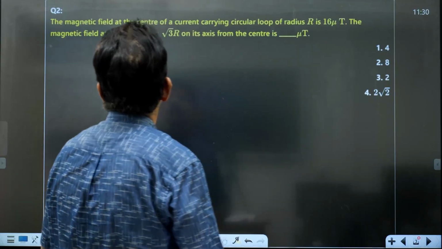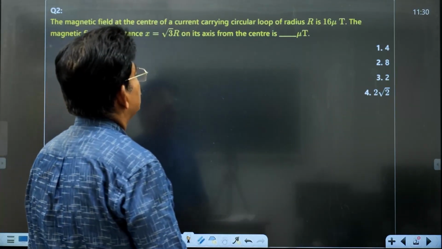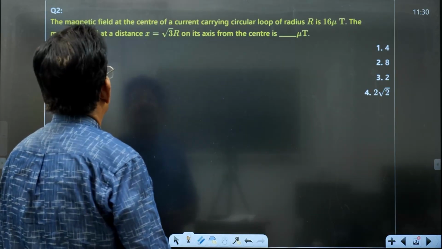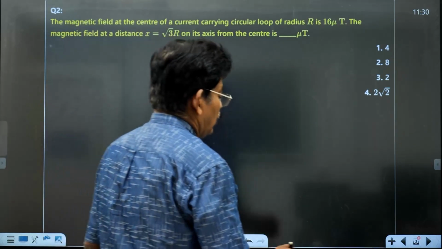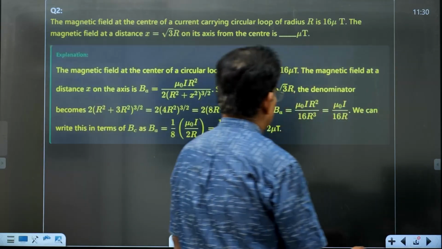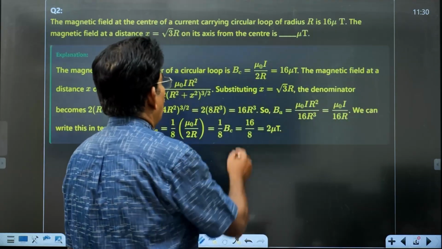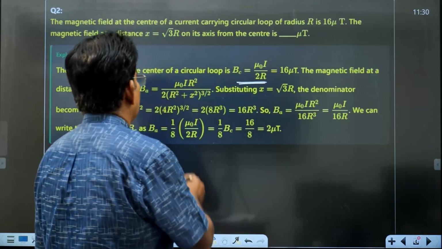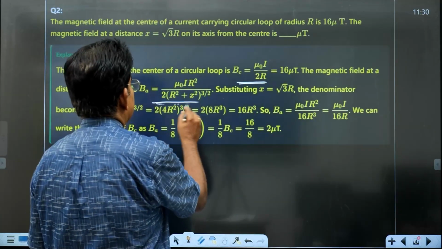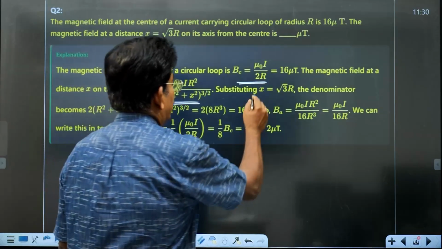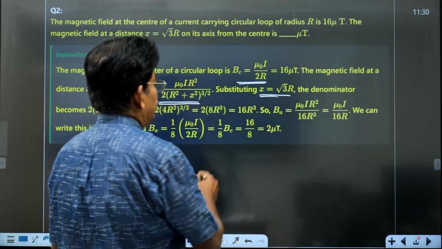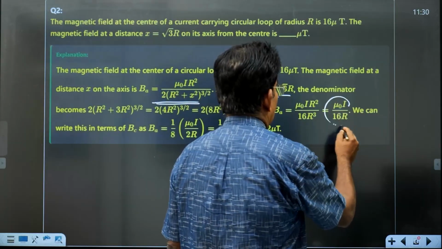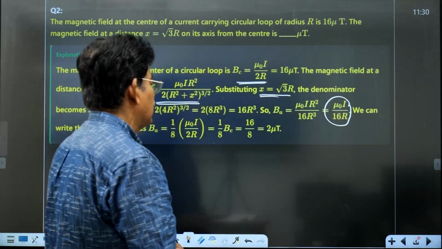Magnetic field at the center of a current carrying circular loop is 16 microtesla. Then the magnetic field at a distance. So we have a ready-made formula, we are using it. Again, come to the explanation. You know, at the center of a circular coil, B is mu 0 I by 2R, and at any point on the axis, distance x is this. We have to put x equal to root 3 R. When we substitute it, we get the value on the axis equal to mu 0 I by 16R.